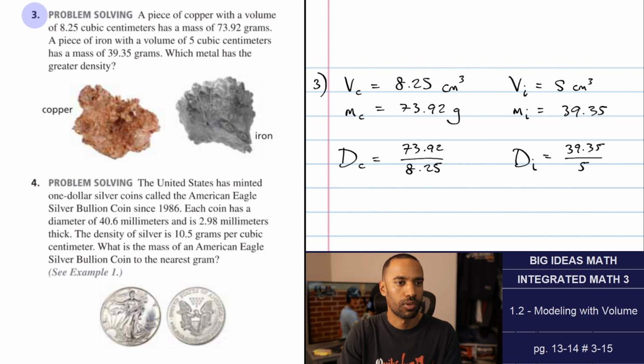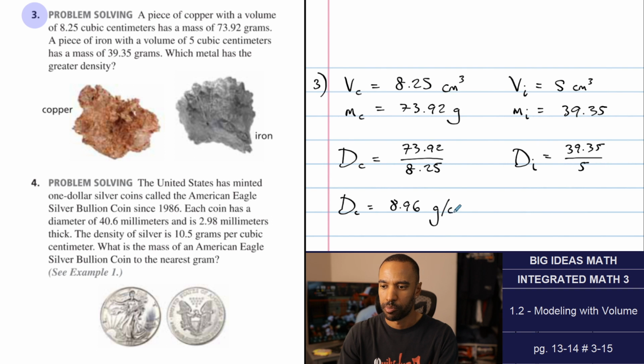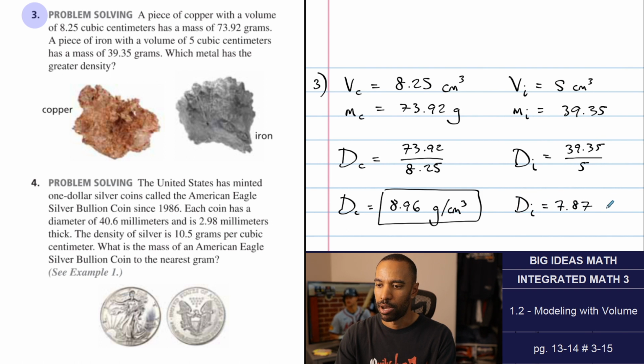Okay, let's divide those two. Calculator ahoy. You won't see what I type. I'm just going to get it done. 73.92 divided by 8.25. So we're getting exactly 8.96 for the density of copper. These are compared in the same units, grams per cubic centimeter. And for this density, I should be able to do that one in my head, but I ain't gonna. 7.87. Not much less, but.